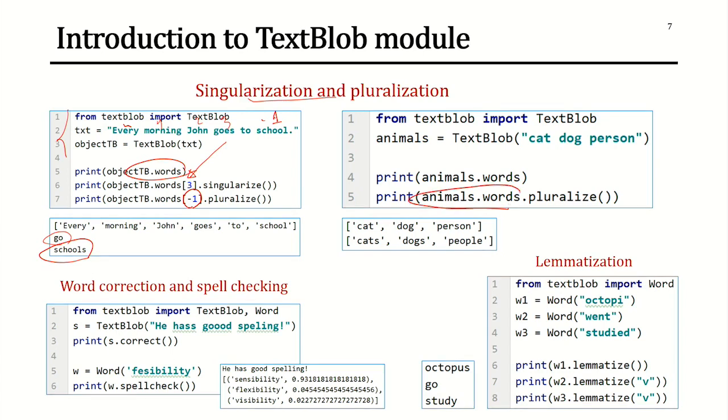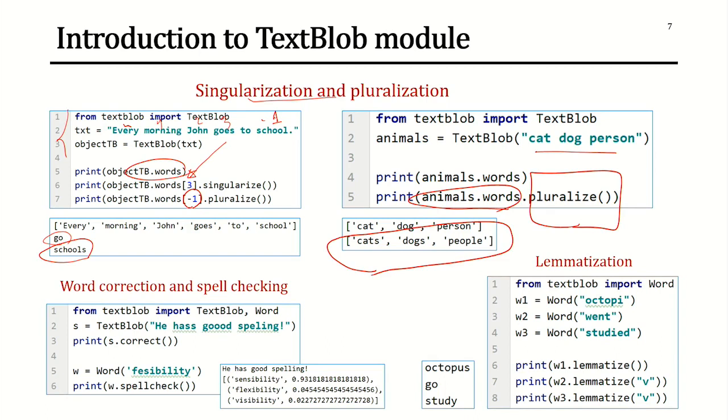So this accesses the words, and next you can directly call the pluralize function to find all possible words in the given text and convert them into the plural form. So we have this input, cat, dog, and person separated by a space. After running this command, you obtain the plural form for each of these words.